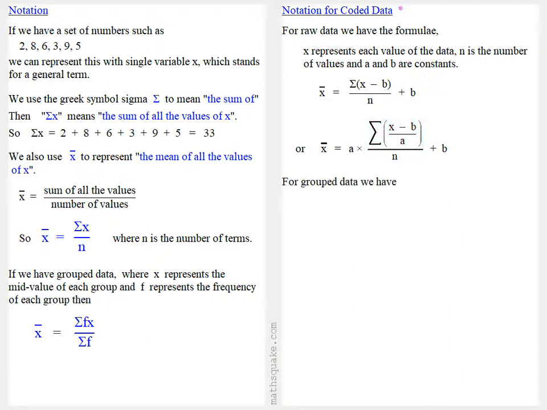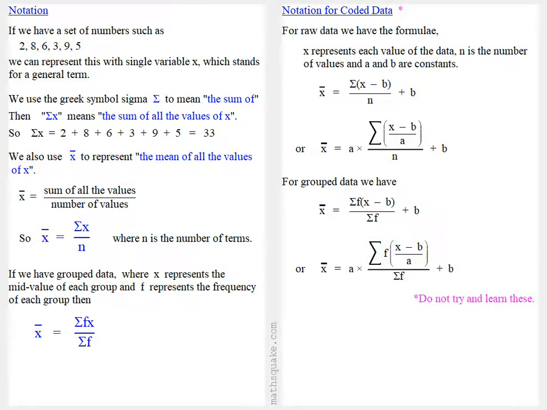Now we can get similar formulae for grouped data. X bar is equal to sigma f x minus b over sigma f plus b. What that's saying here is x is the mid-value of the group, and if we code the mid-values by subtracting b and then find the mean of the coded data, we can add b back on at the end to find the original mean. In the fourth equation, we've coded the data by subtracting b and dividing by a. If we find the mean of the coded data and then multiply by a and add on b, we get the mean of the original data.